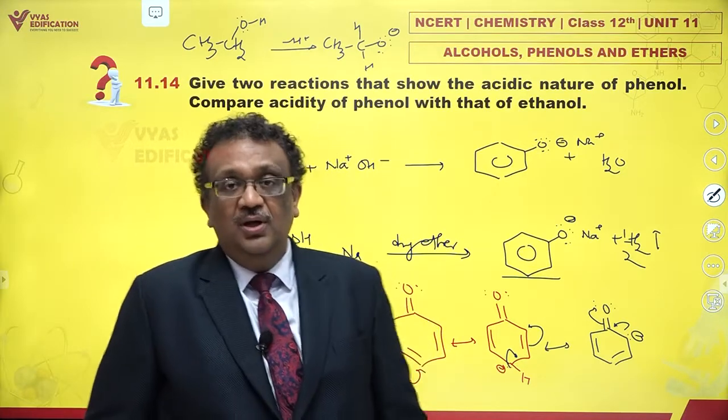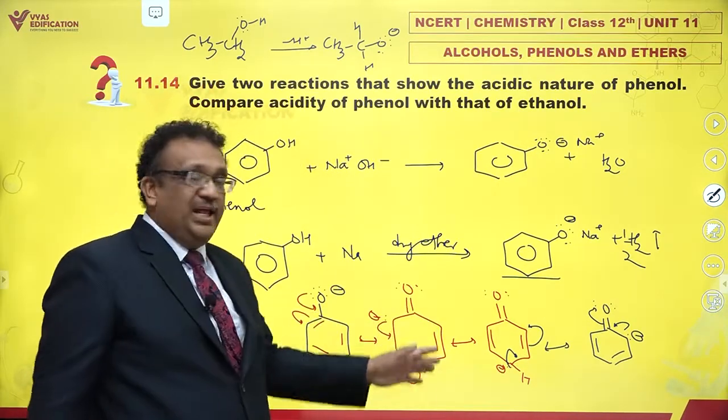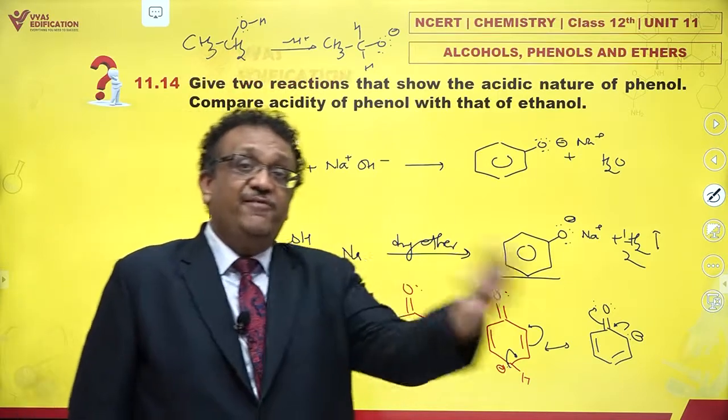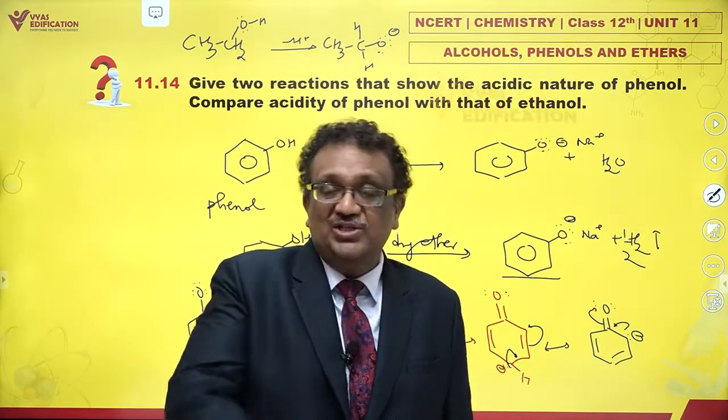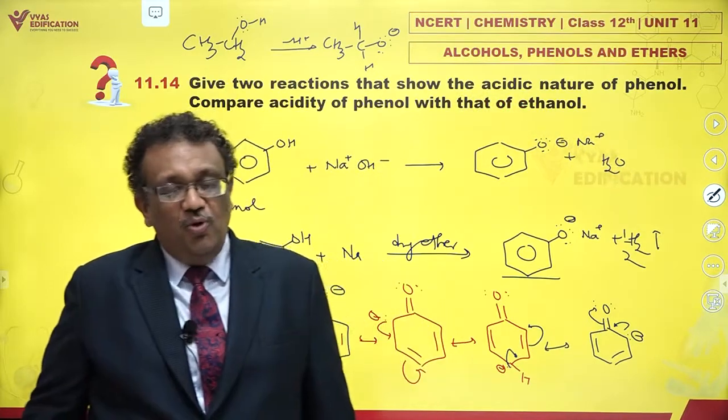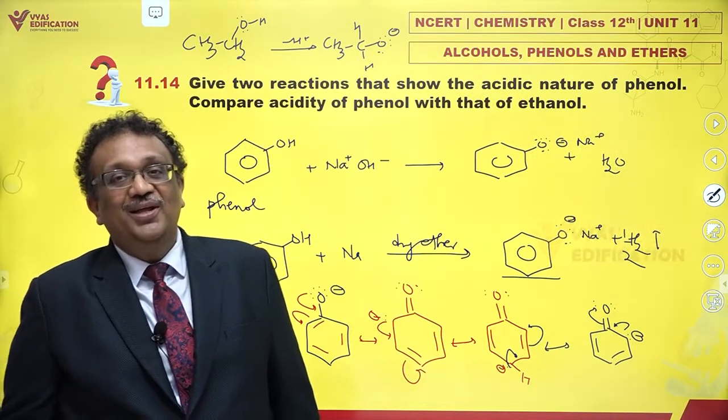This is the rule. If more stable phenoxide ion can be formed, more easily phenol can lose H+ so that it can form phenoxide ion. That means more acidic is phenol. Phenol is much more acidic as compared to ethanol.